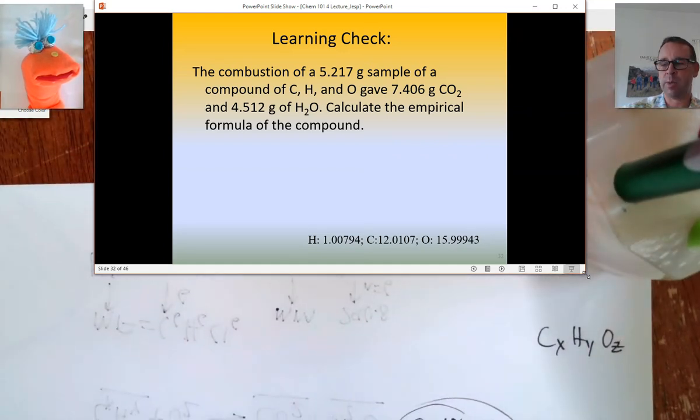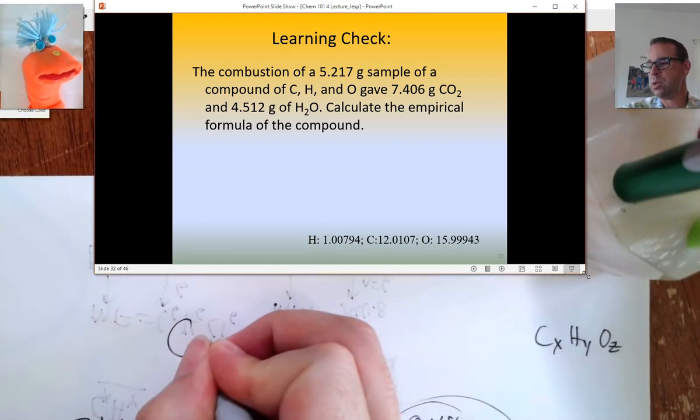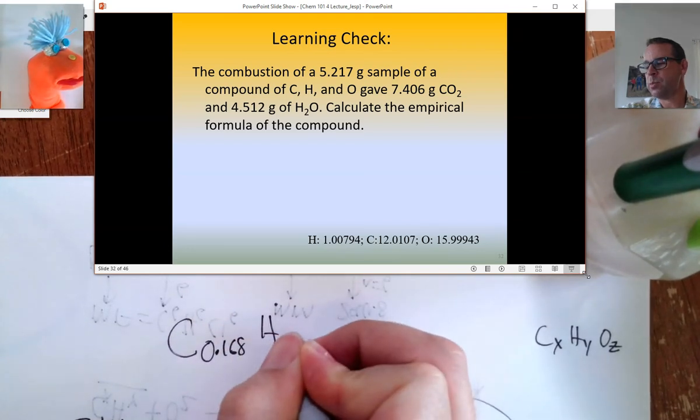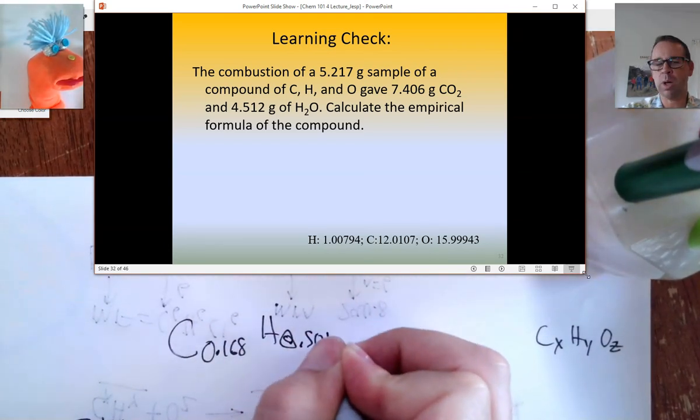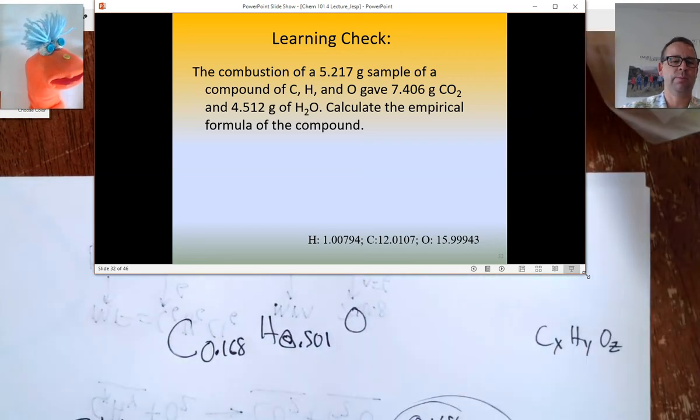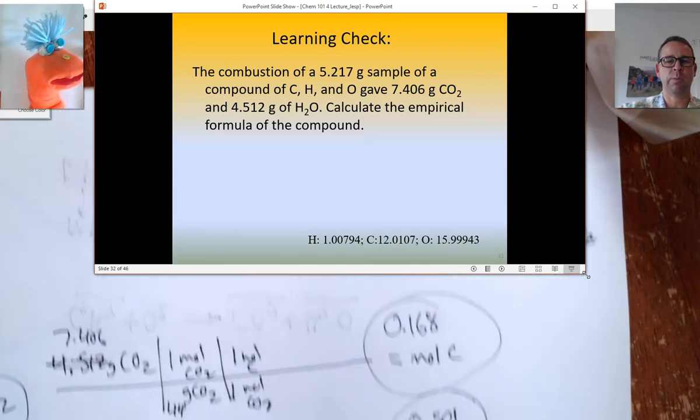And I can write that down for myself up here. C, 0.168, and H, 0.501. Okay, now where do I get the oxygen from? Where do I get the oxygen from?